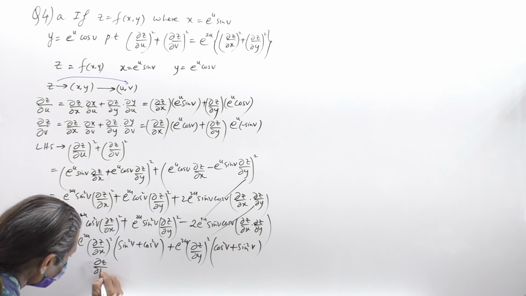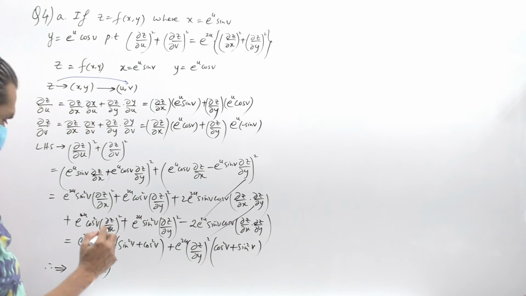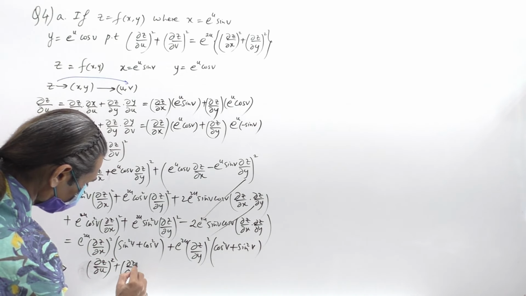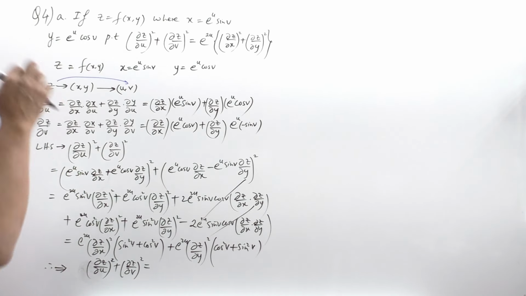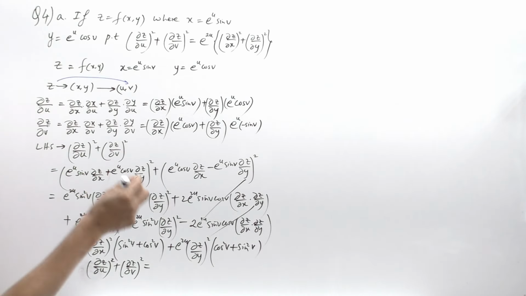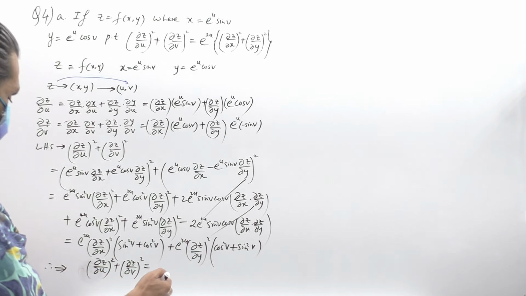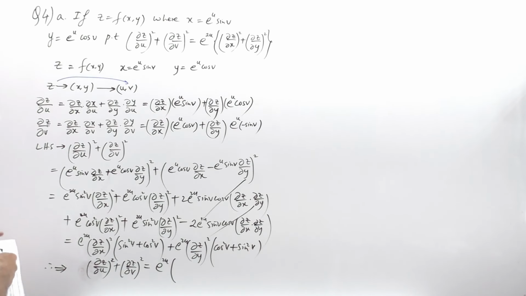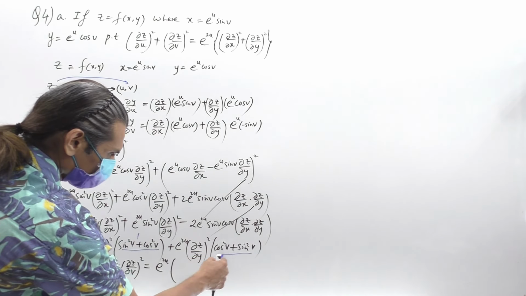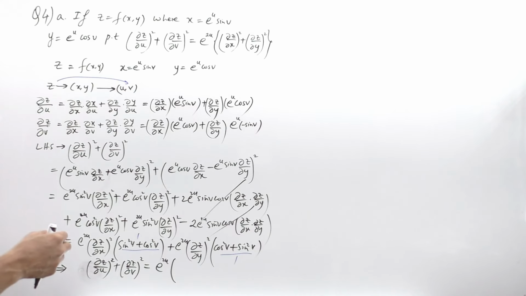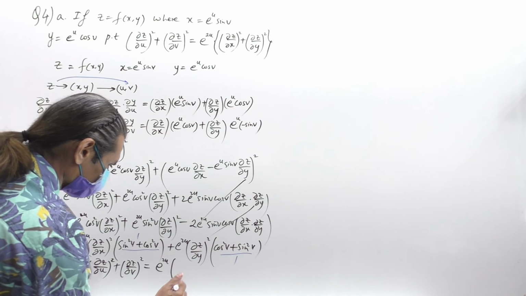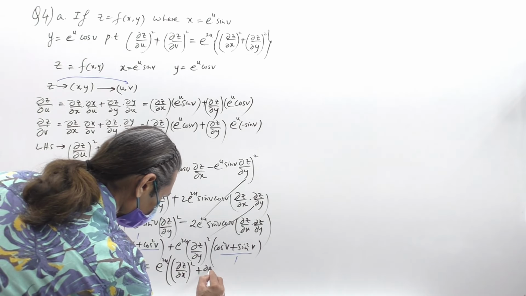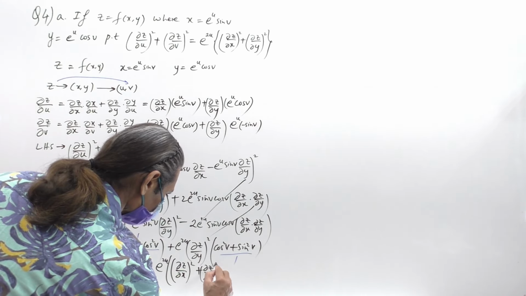So ∂z/∂u squared plus ∂z/∂v squared is equal to, so what you can do is here, as it is 1, e raised to 2u is common, because this becomes 1. Here sin²v plus cos²v becomes 1, and this also becomes 1. So what remains is e raised to 2u (∂z/∂x)² plus e raised to 2u (∂z/∂y)². So I can take e raised to 2u common: (∂z/∂x)² plus (∂z/∂y)².